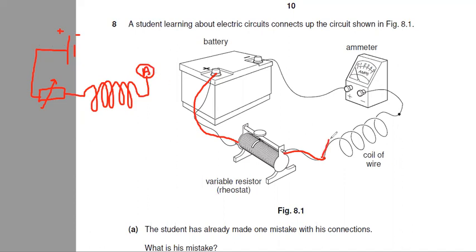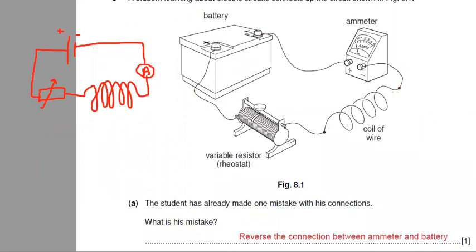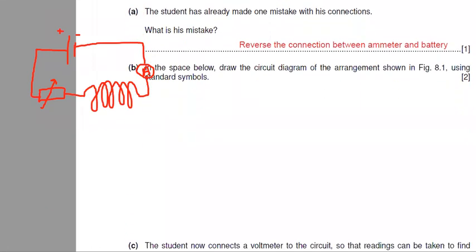The other end of the variable resistor is connected to the coil, and the other end of the coil is connected to the ammeter, and the ammeter is connected again to the battery that we have. Okay, that's the first part regarding the diagram.